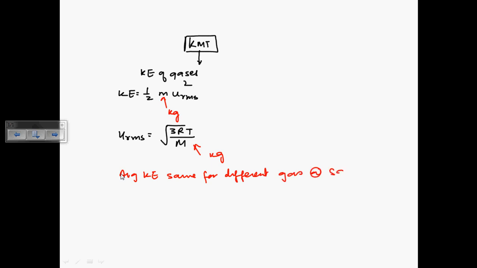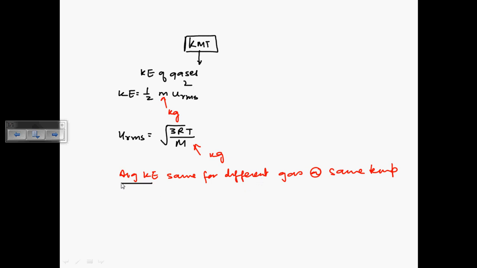One thing I want you to remember, that average kinetic energy is the same for different gases at the same temperature. Now please listen carefully here. Even though average kinetic energy is the same, it doesn't mean that all particles are moving at the same velocity. The particles may move at different velocities. Their average velocities are the same.